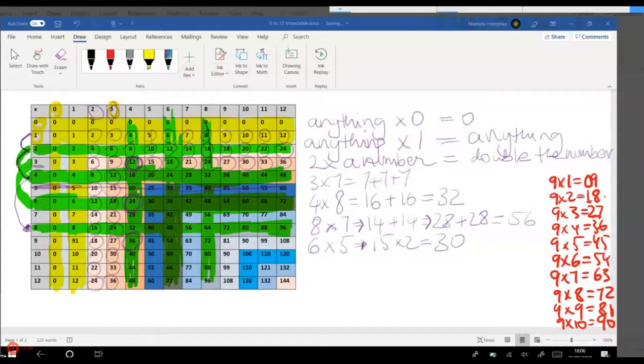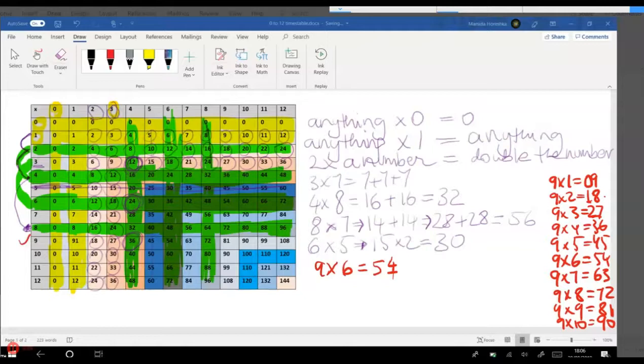But also, when you look at the pattern, 9 times 1 begins with a 0. 9 times 2 begins with a 1. 9 times 3 begins with a 2. So it's 1 less. So if I want to work out 9 times 6, I can see that the answer will start with a 5, so 1 less than a 6. And I need a digit that when I add to 5 will give me 9. So that is a 4. So 54 should be the answer. And it works with all of these. So the 9s are okay as well.